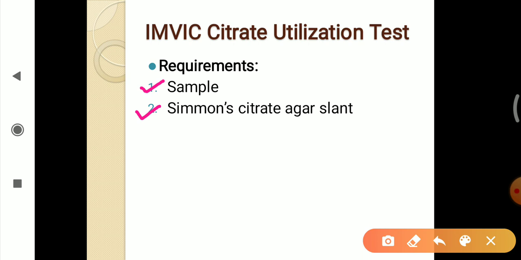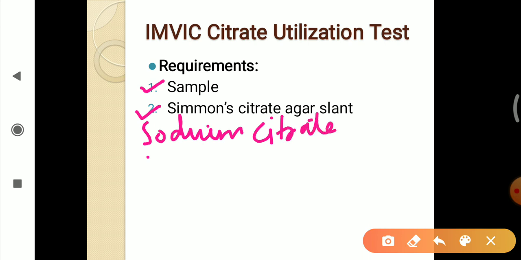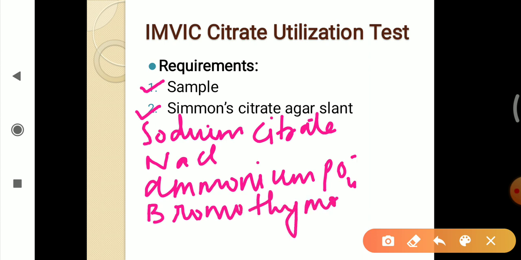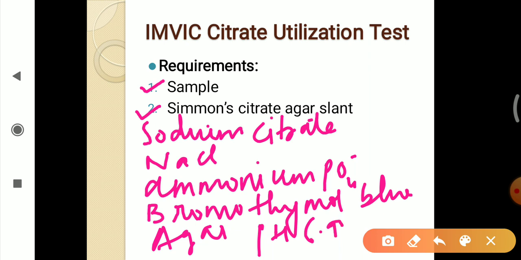It consists of sodium citrate, NaCl, ammonium phosphate, bromothymol blue, agar, and we maintain the pH around 6.9. This is the composition of the Simmons citrate agar slant.